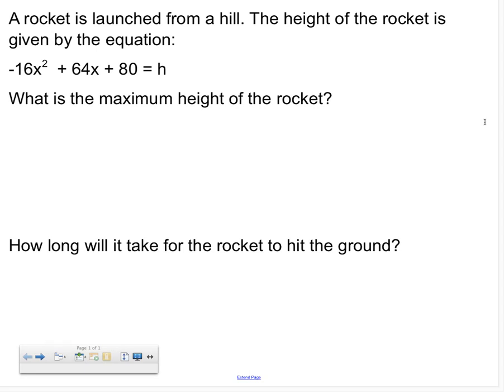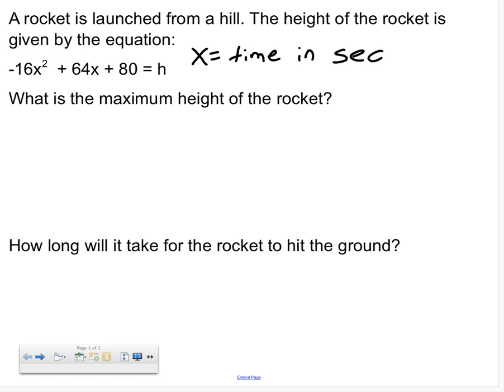Usually I do 2 or 3 examples. In this case, I'm just going to do one example, but the 2 different versions of that one example, so we can get some exposure to both. So we're going to start with this one here. It says a rocket is launched from a hill. The height of the rocket is given by the following equation. I'm going to put in here x equals the time in, we'll say, seconds, and then h, of course, being the height.